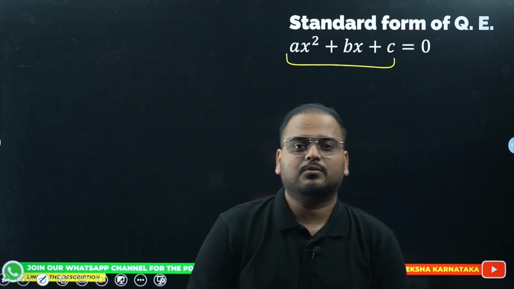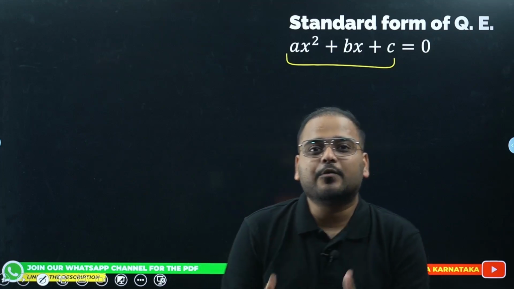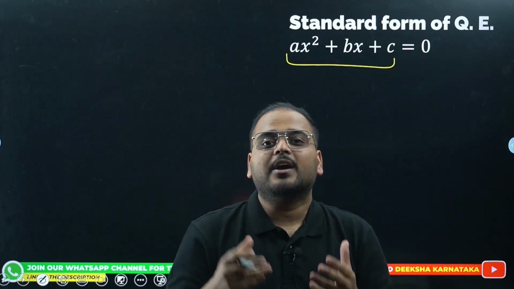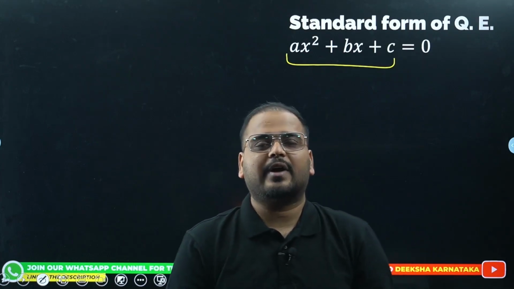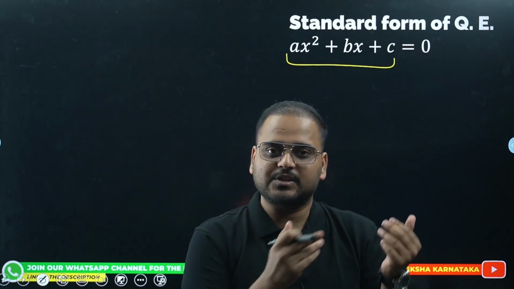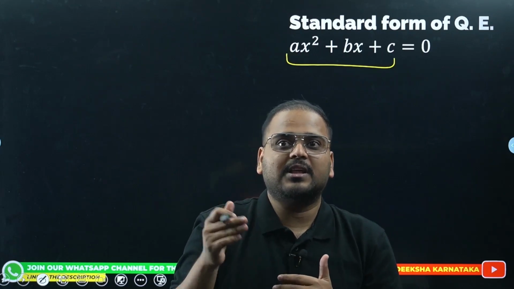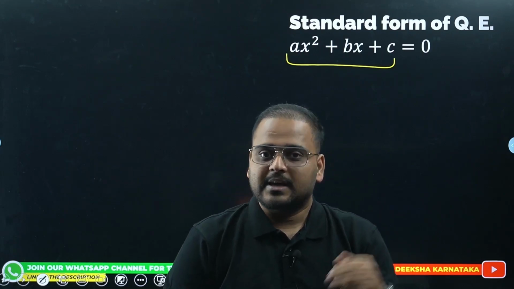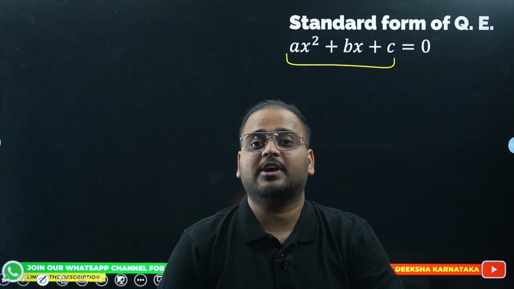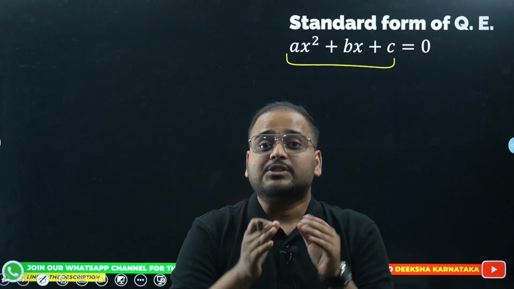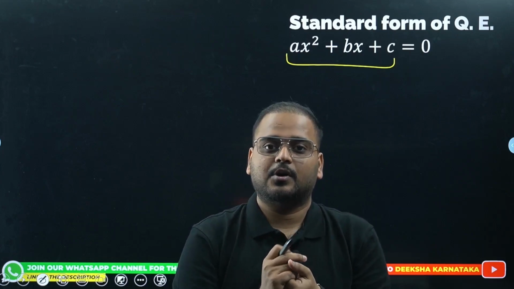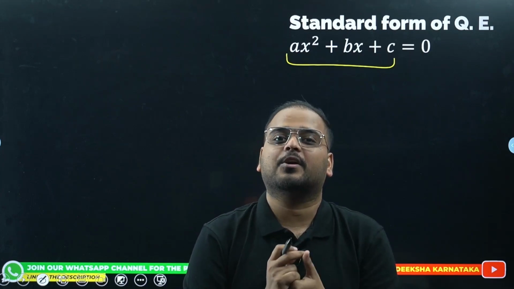Sir, why equal to 0? Obviously, because it is an equation, right? So obviously there will be equal to 0 present in it. If you remember, what was the values of x called in case of polynomials? We were calling them zeros of the polynomial. In the case of quadratic equation, we will be naming them as solutions of quadratic equation or roots of quadratic equation.